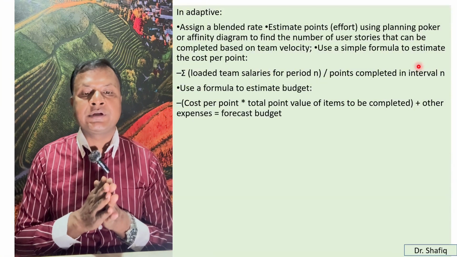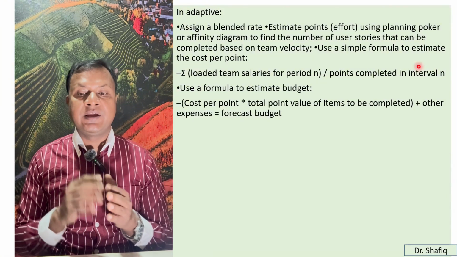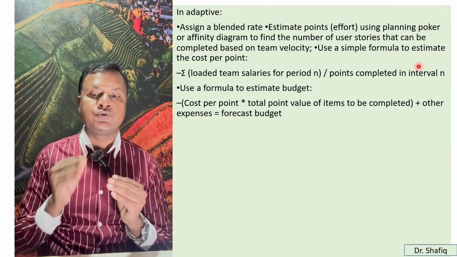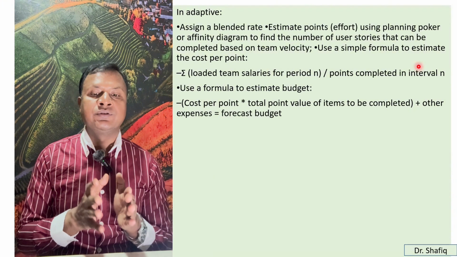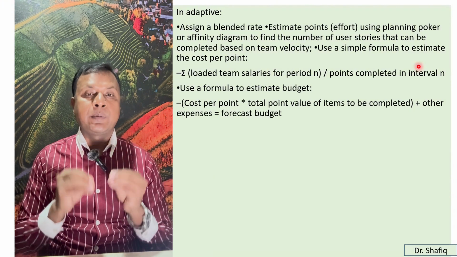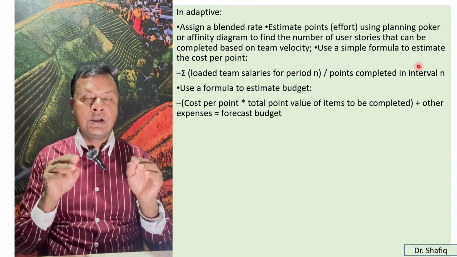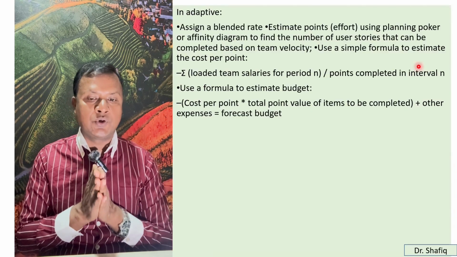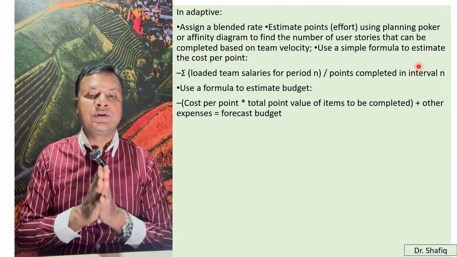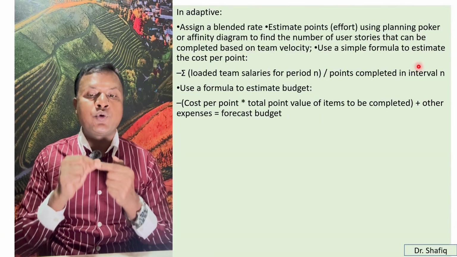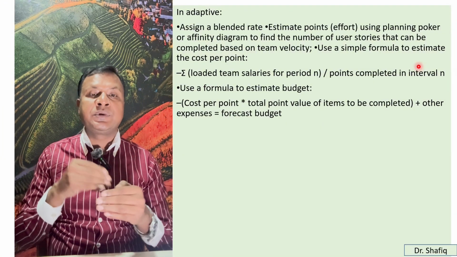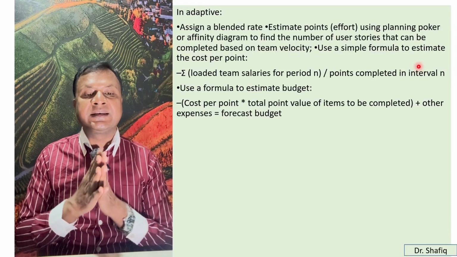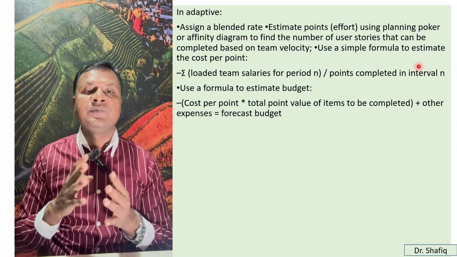But in the adaptive approach, we have to estimate point effort using planning poker or affinity diagram to find the number of user stories that can be completed based on the team velocity. In the adaptive approach, in the agile approach, we have stories. So based on the stories and features, we decide the budget and cost. That's why here we estimate point efforts using planning poker or affinity diagram to find the number of user stories that can be completed based on team velocity.